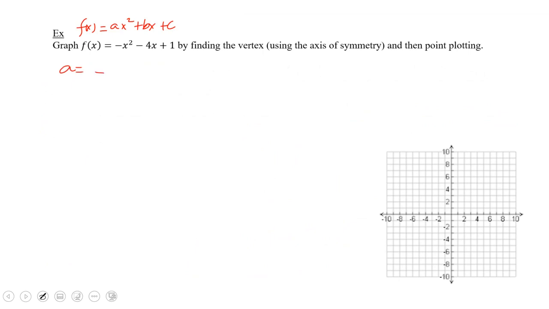No, we don't need it. And what is b? And what is c? Okay. After we find a, b, and c, we use x equals negative b over 2a to find the x coordinate for the vertex. Okay.